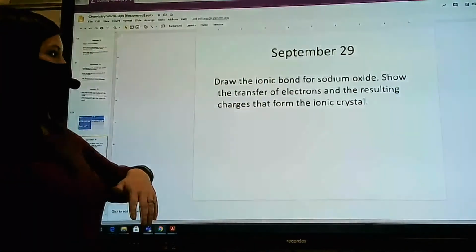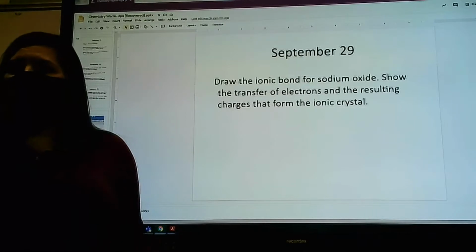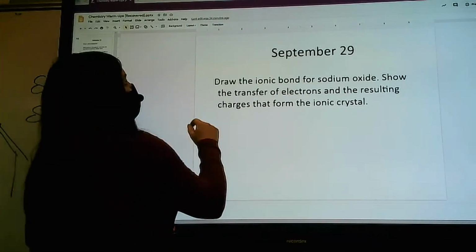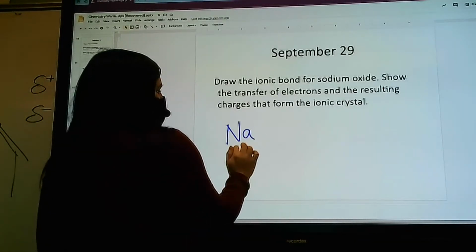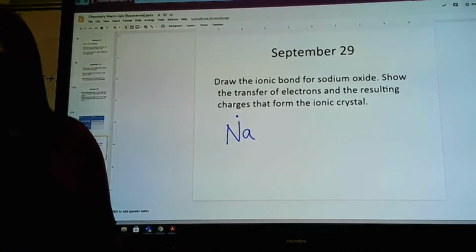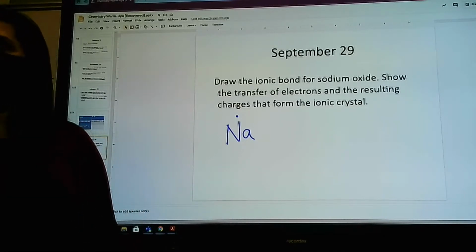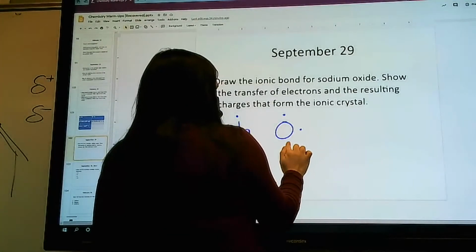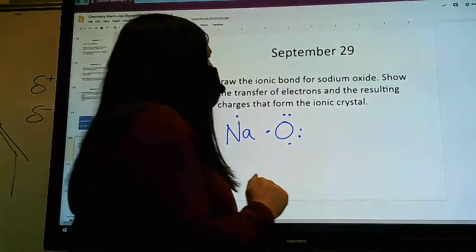So when we draw this, we need to show the transfer of electrons from one to another. So if I have sodium oxide, we start by drawing the electron dot structures of sodium. So sodium is, how many valence electrons does sodium have? One, good. So I'm going to draw that guy there. Oxygen, which is oxide, but as an anion, how many valence electrons does oxygen have? 6, good. So we are drawing our electron dot structures there.